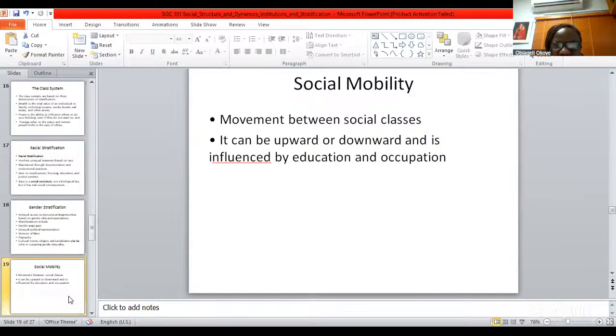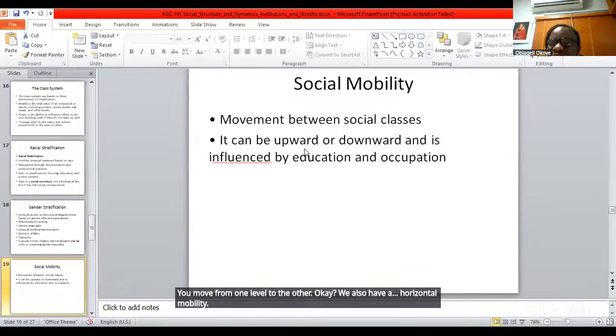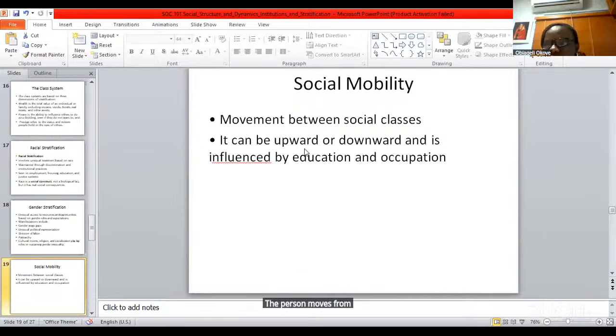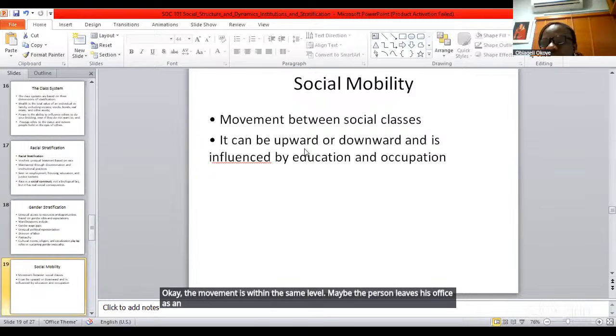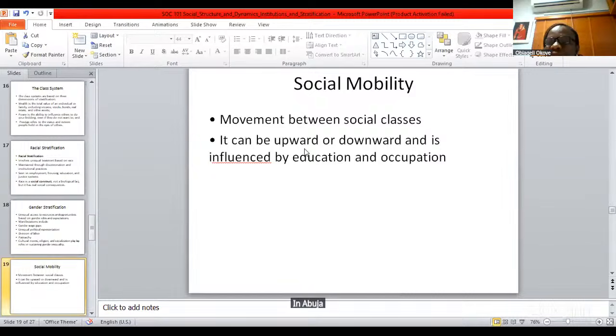In other words, we have upward or downward mobility, which is vertical. You move from one level to the other. We also have horizontal mobility, where the person moves within the same level. The movement is within the same level. Maybe the person leaves his office as an executive secretary in Abuja, and moves to Onitsha, and then to Lagos as an executive secretary. So it can be horizontal or vertical.